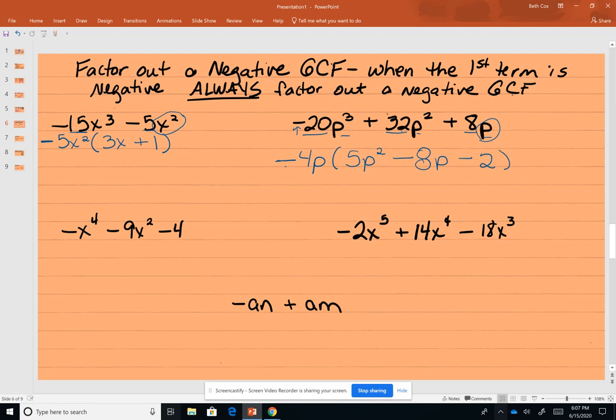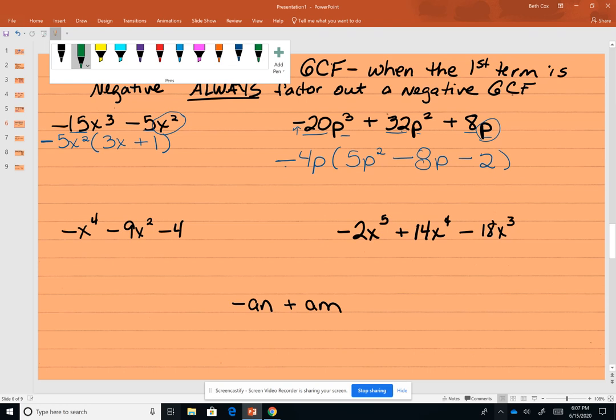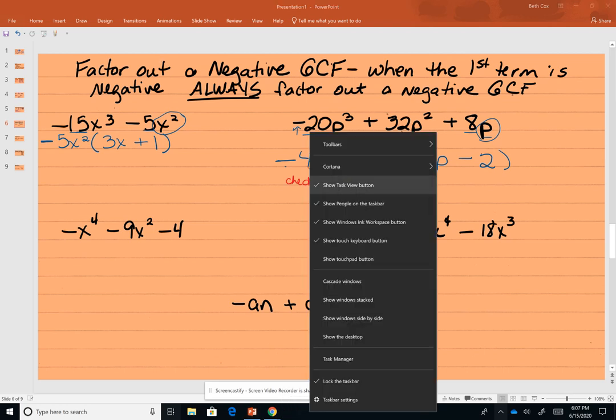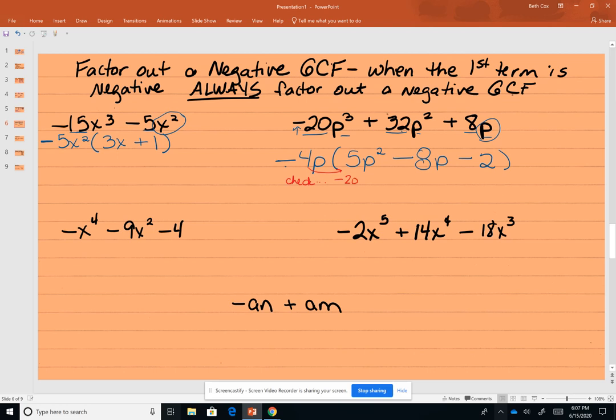Now, remember, you can always check by multiplying. So if I multiply it, I get a negative 20 p to the third, positive 32 p to the second, positive 8p. Now check it. Is that what I started with? Look closely. Make sure I got all the signs right. It is. So it checks. So remember, this is my answer. And it checks. All right, let's do the next one.